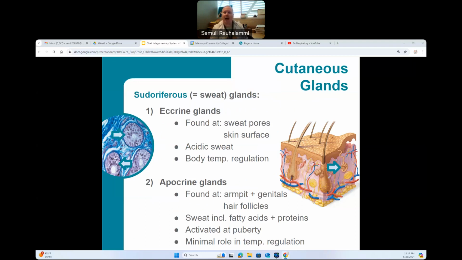And then we're going to see apocrine glands, which have ducts that empty into the hair follicles in the armpit and genitals. They begin to function at puberty, and the sweat that's released also contains fatty acids and proteins, making it milky and yellowish in color in comparison. They have a very minimal role in body temperature regulation.